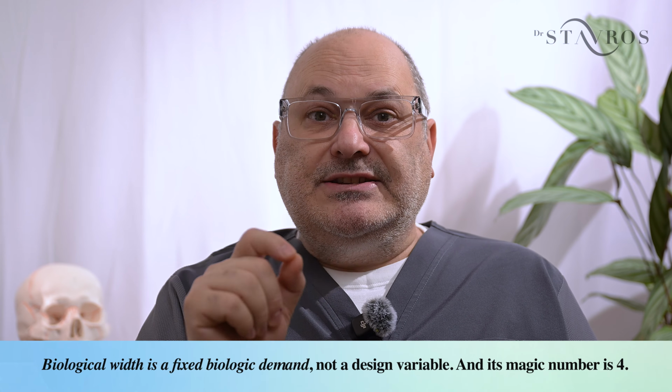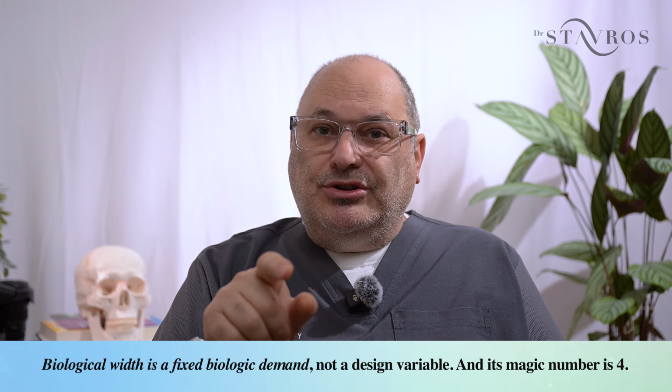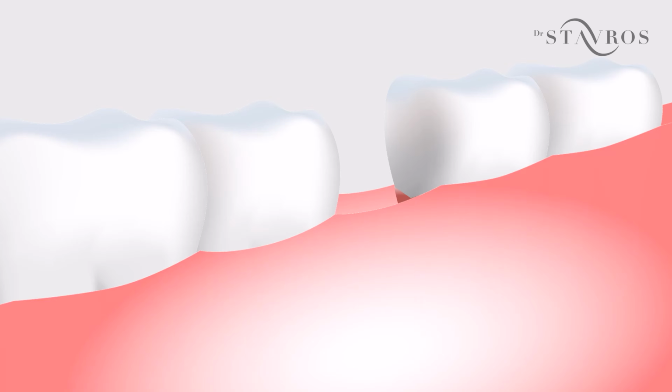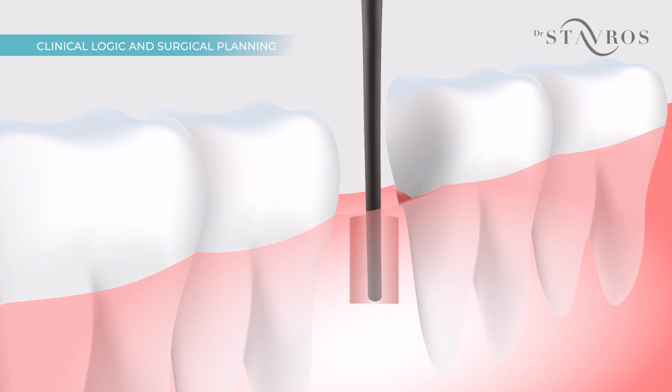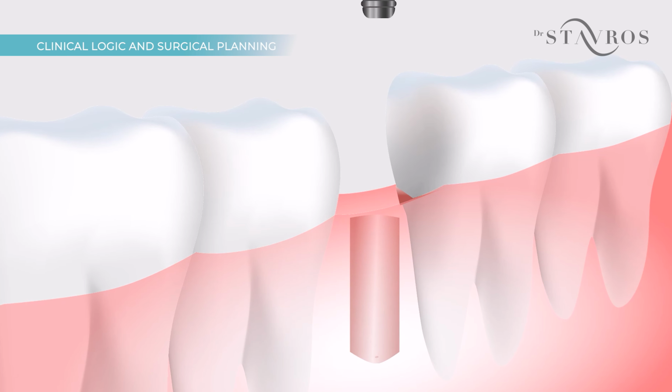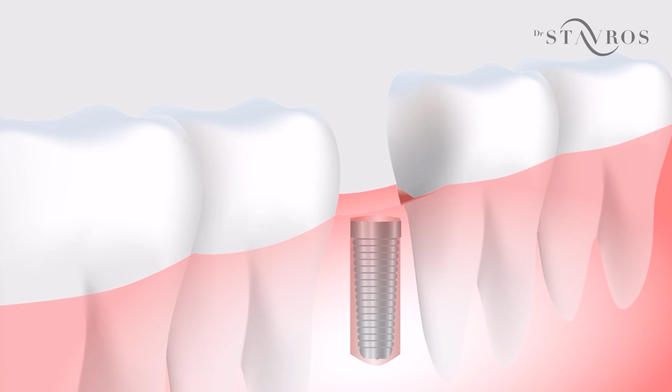Linkevicius in 2009 and 2015 and Puisys in 2015 confirmed that the crestal bone stability is directly proportional to the soft tissue thickness. Thin tissues lead to bone remodeling. Thick tissues protect the crest. The conclusion? Biological width is a fixed biologic demand, not a variable design feature. Every implant requires 4 millimeters of vertical dimension from the implant platform to the gingival zenith.